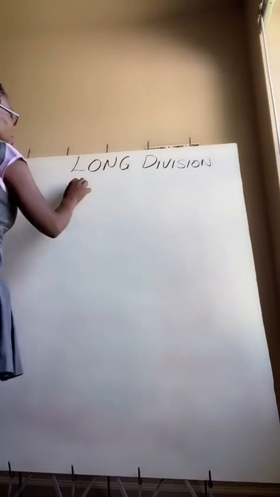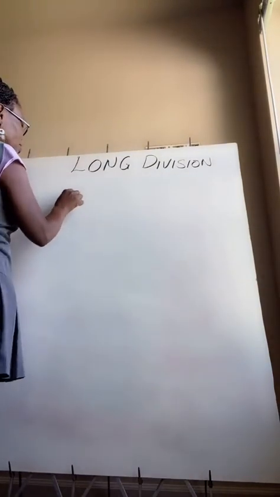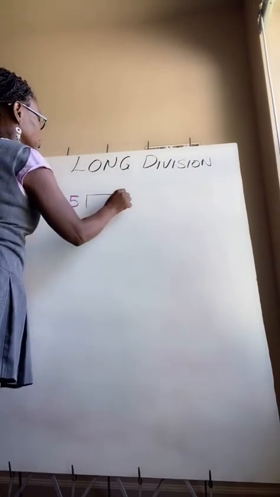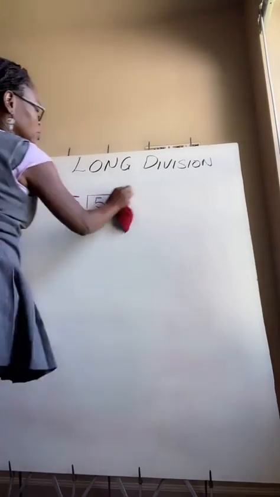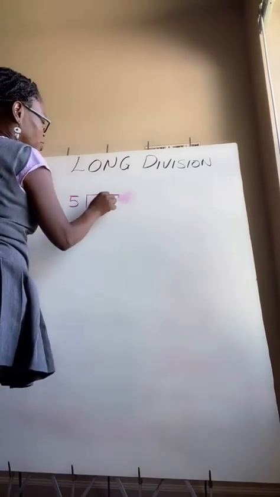We're going to start with 1 digit, where the divisor has just 1 digit. I'm going to say 531.